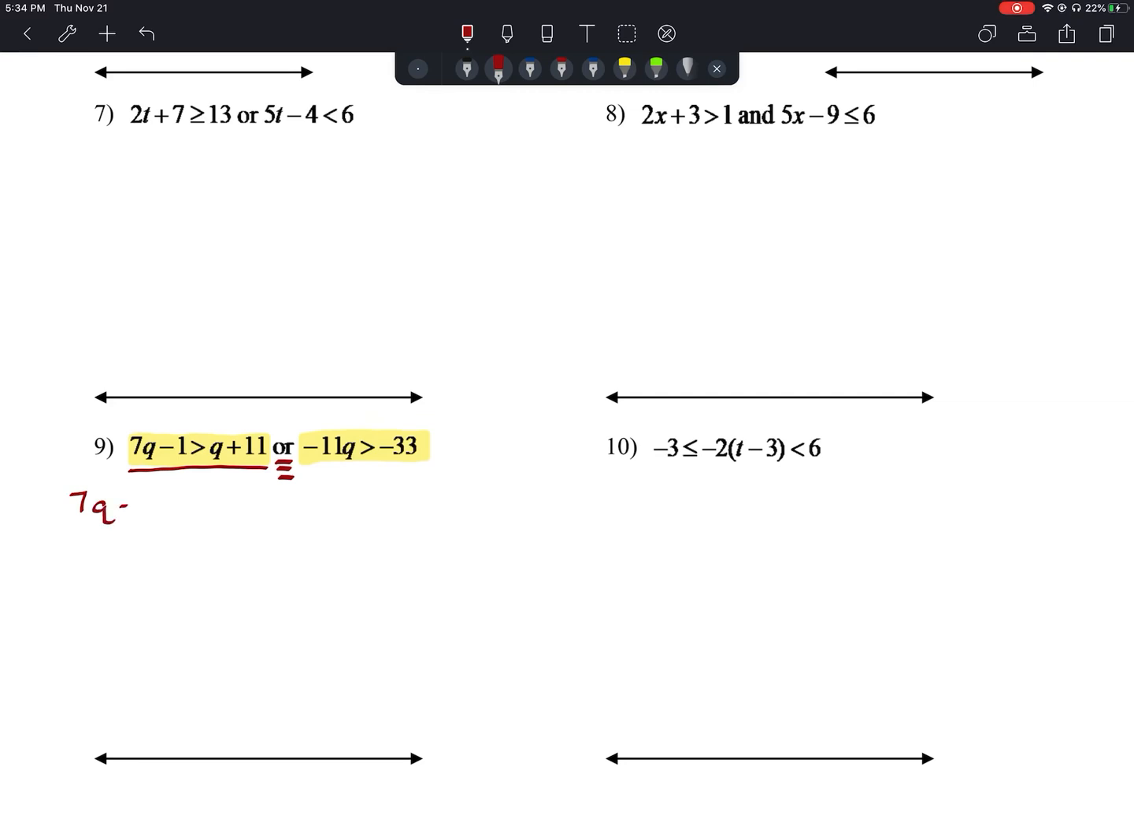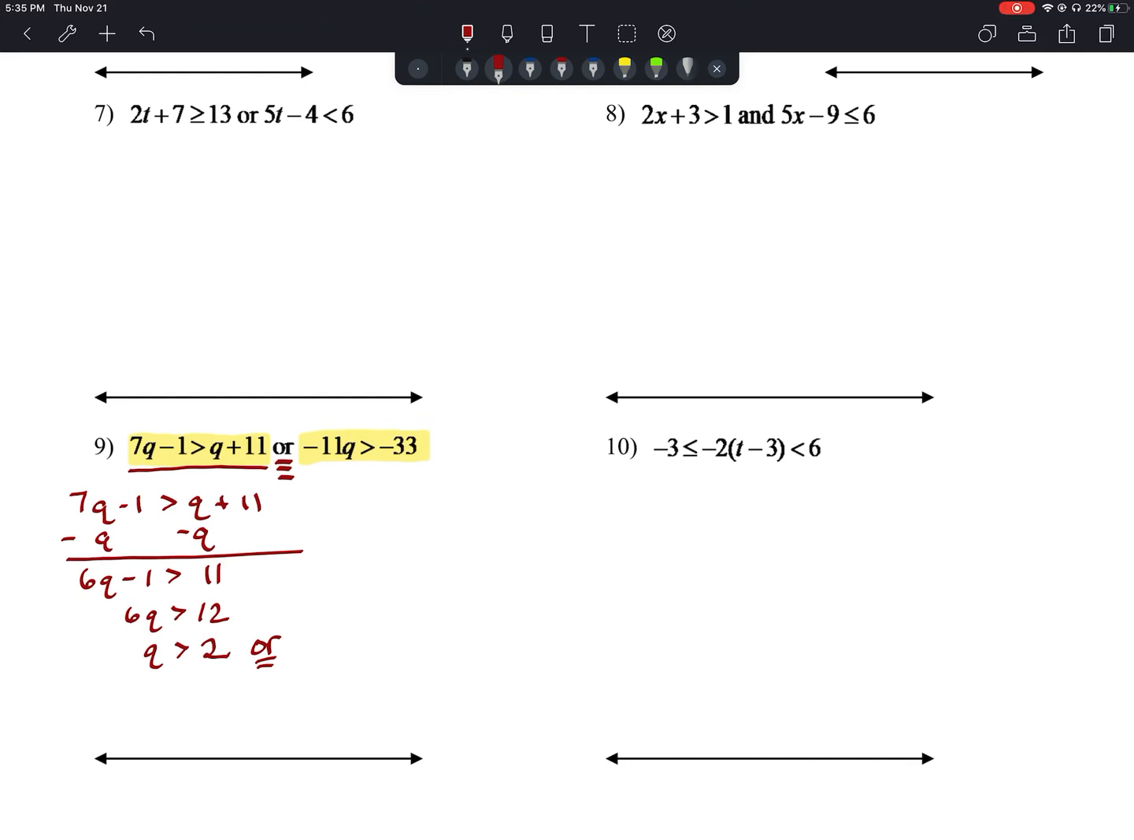I'm going to rewrite it as 7q minus 1 is greater than q plus 11. Now, be smart how you do this. If you subtract the 7q from each side, you're going to set yourself up for having to flip the inequality later on. So let's try to keep our variable in a positive state. Let's subtract the q from each side. I now have 6q minus 1 is greater than 11. And when we add the 1 to each side, we'll have 6q is greater than 12. After we divide by 6, we'll have q is greater than 2.